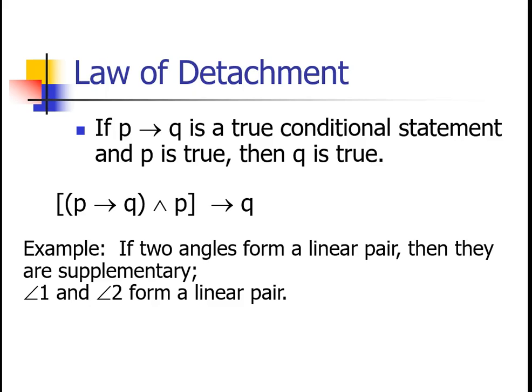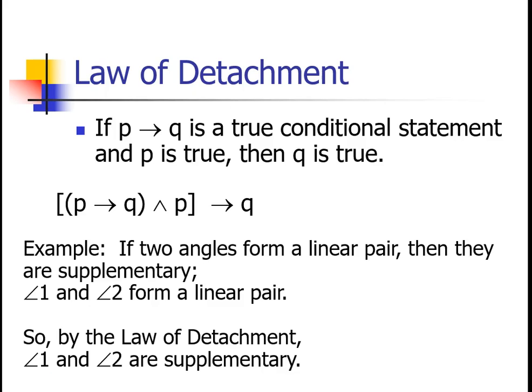Two angles form a linear pair, angles 1 and 2. You can then safely assume, not assume, you can conclude deductively that by the law of detachment, angles 1 and 2 are supplementary. Q must be true. You can conclude that. And that's the law of detachment.